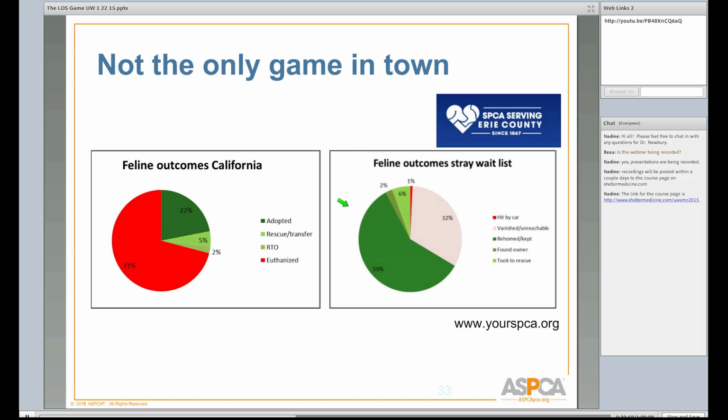There's only a very, very small number of those animals who were turned away that ended up with a bad outcome, but almost the same number ended up with really a great outcome. Either they were rehomed, they found an owner, or the animal was taken to rescue. Does this make sense?